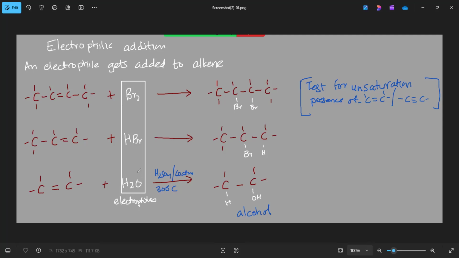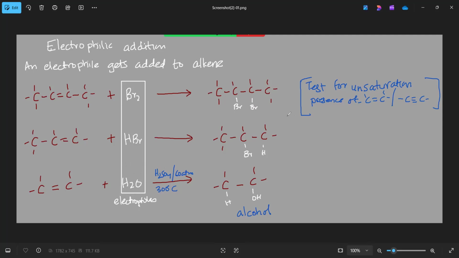The last reaction is often asked as an application. When you add water, water should be in the form of steam because the temperature is 300. You can't have water in the liquid form there. The steam gets added, with H here and OH here. This ethene becomes ethanol, so you get alcohol by this reaction.